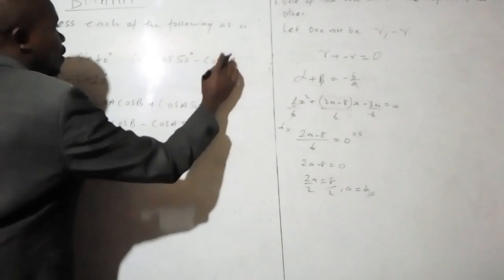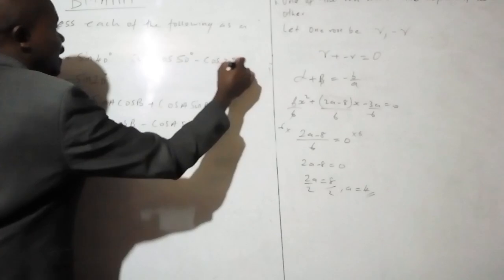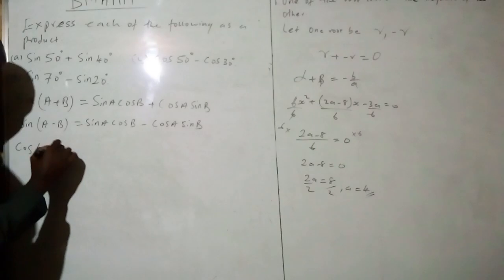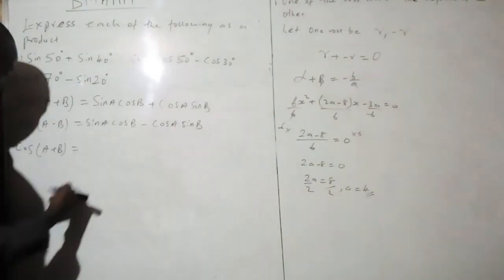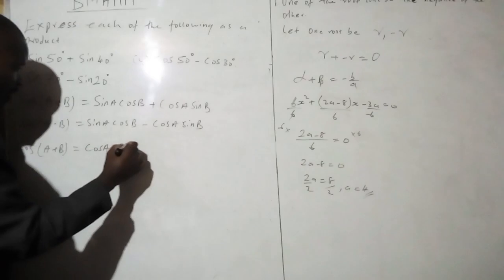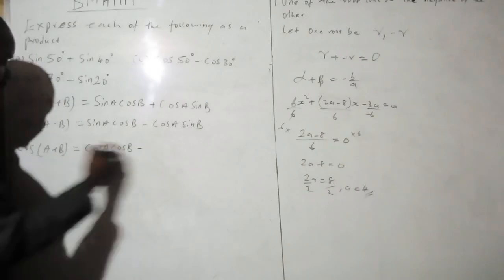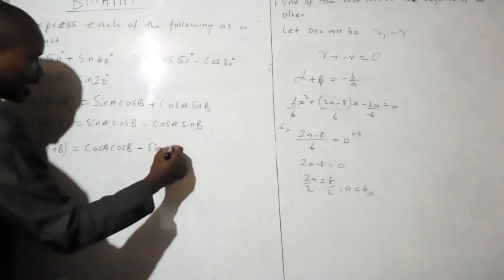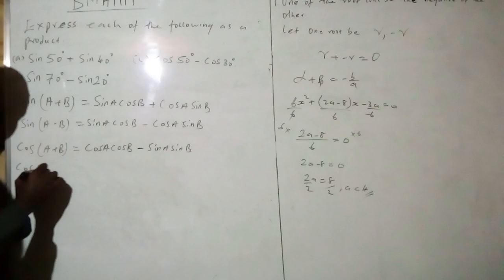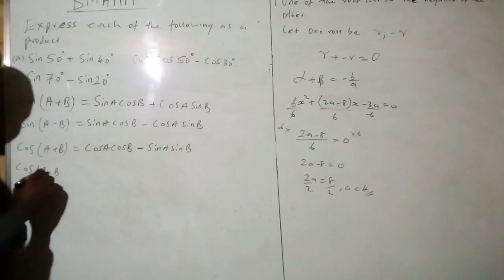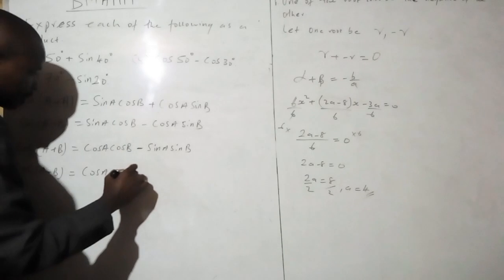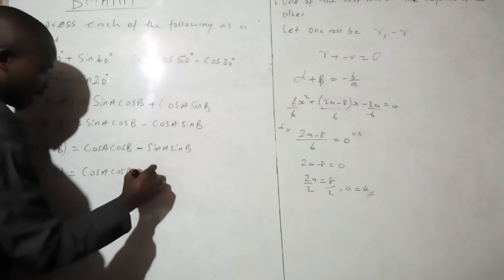Then you go to cos A plus B, which is cos A cos B minus sine A sine B. For cos we are going to have minus, plus. Then cos A minus B will be cos A cos B plus sine A sine B.